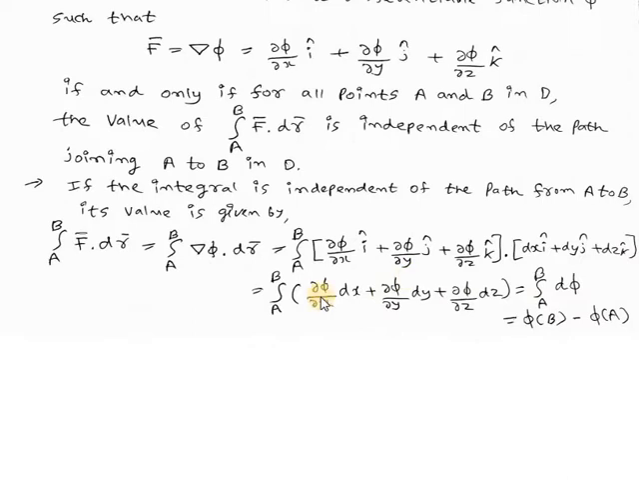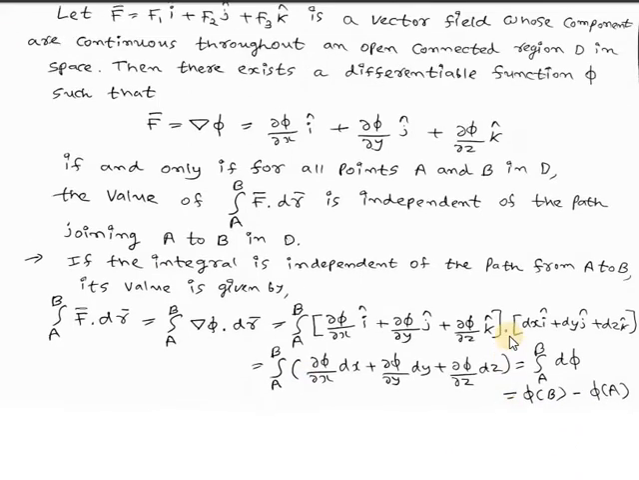So the dot product of these two will be del phi by del x into dx plus del phi by del y into dy plus del phi by del z into dz. By the total differential concept we can write this as d phi. Integration a to b d phi, and if we integrate this, we will get phi b minus phi a. So this is the fundamental theorem.